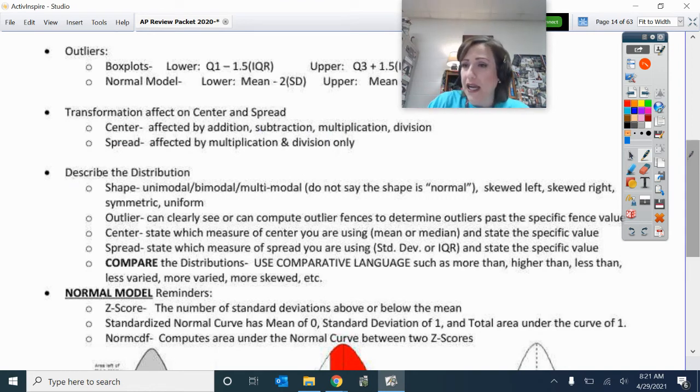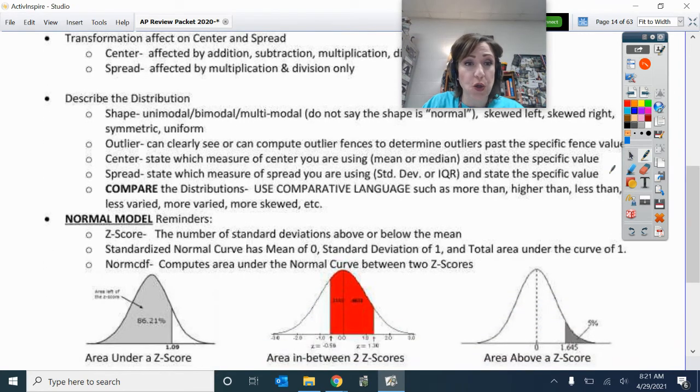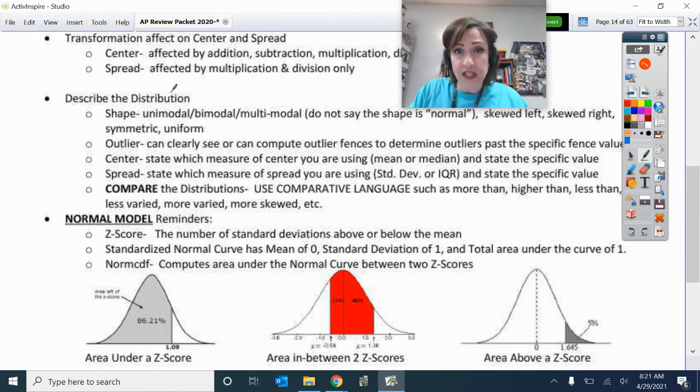Key there. All right. If you are asked to describe the distribution, this is very possibly going to happen. This is a common free response question. To be thorough, you need to make sure that you talk about the shape, the outliers, the center, and spread. Describe with your SOCS: shape, outliers, center, and spread. Okay, so we want to describe those.